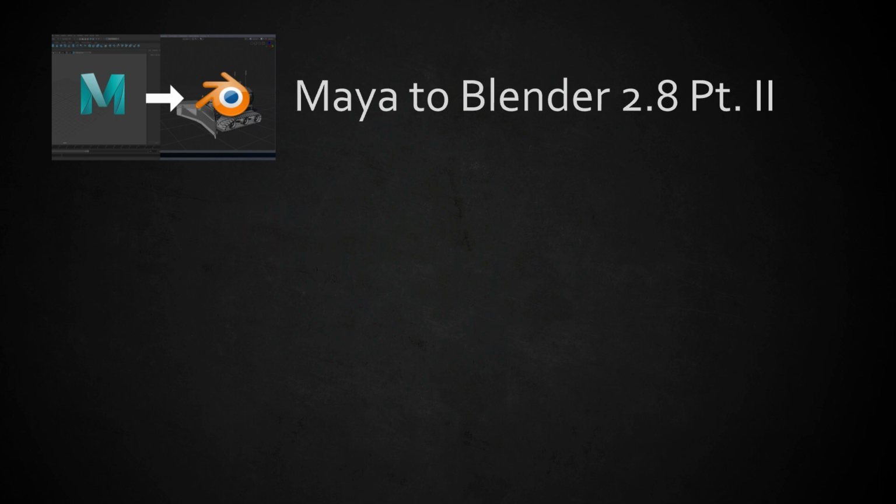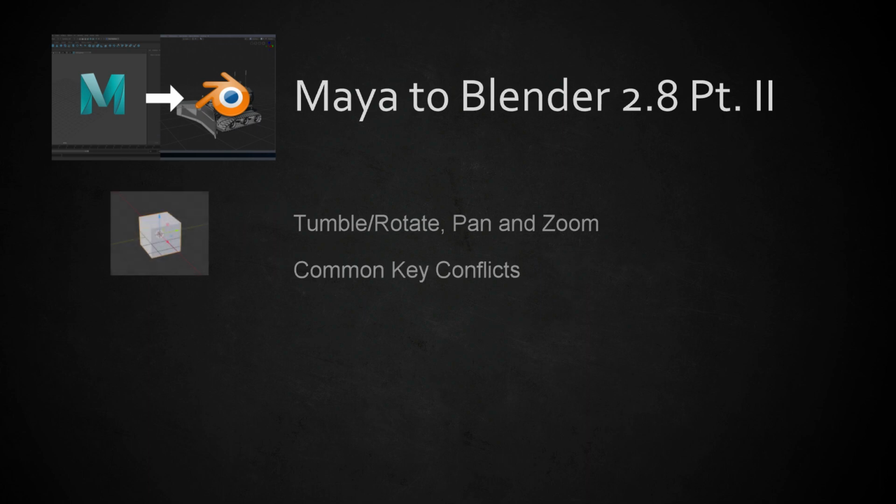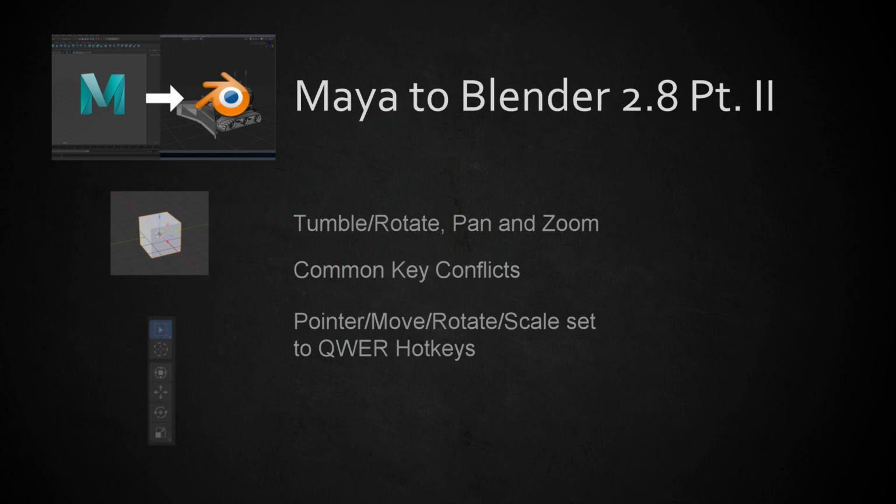Today we're going to discuss Maya to Blender 2.8 Part 2. So, setting up Blender to behave like Maya as far as navigation goes. We'll have your tumble or rotate, pan, and zoom behave like Maya. We'll prep our configuration to adjust for any common key conflicts. Next, we'll tackle the move, rotate, and scale widgets and assign the Q, W, E, and R keys to those.